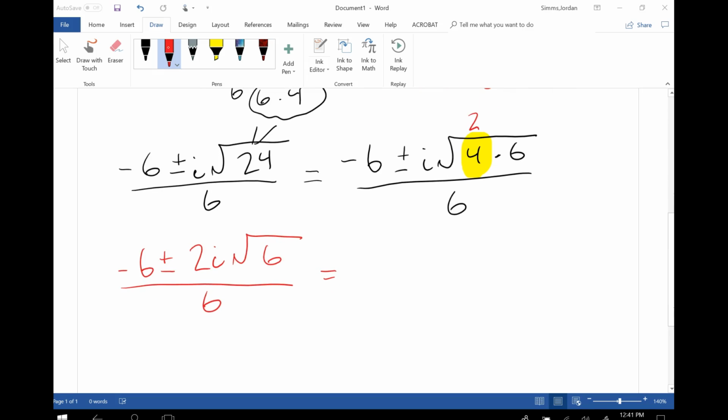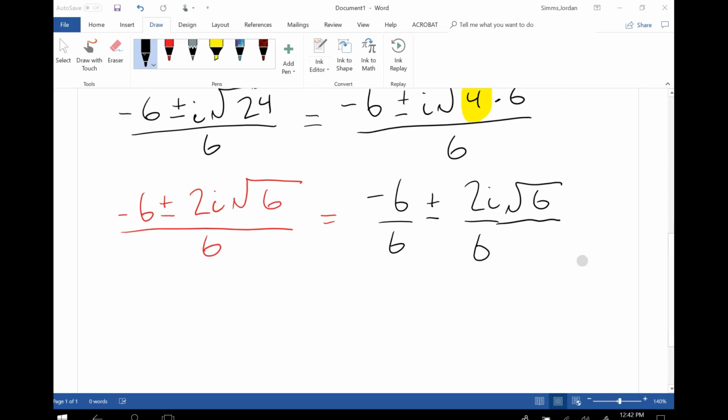All right, we're getting there now. So at this point, we're basically done, buddy. Remember, we have two numbers here, and we have a binomial. We have two terms up top with a common denominator. So I'm just going to go ahead and write this separately. We have -6 over 6 plus or minus 2I root 6 over 6. Right? So I'm just applying that common denominator to both terms here. It helps make it a little bit easier to simplify.